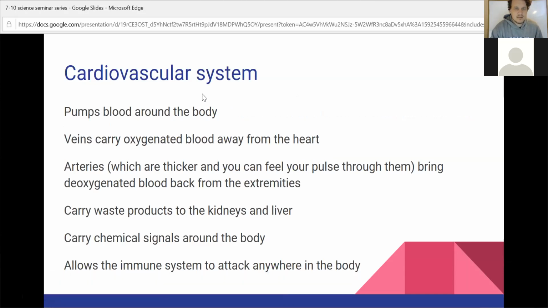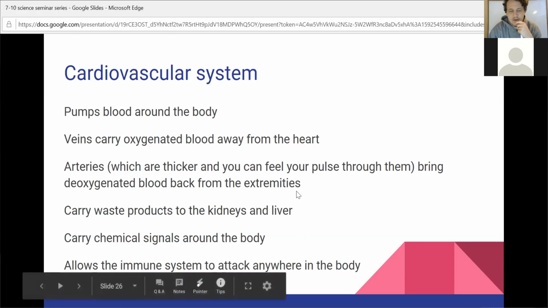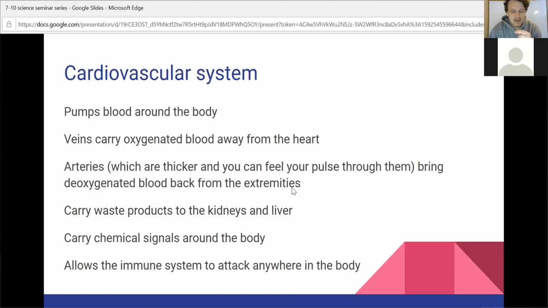Cardiovascular system, the veins carry oxygenated blood away from the heart. Not always, not a hard and fast rule. Arteries bring them back from the extremities. So there's a reason that you can feel your pulse from your arteries. It's because they are under pressure and they're much thicker and bigger. So they carry waste products to the kidneys and the liver. They carry chemical signals around the body, so hormones, and they allow the immune system to mount an attack anywhere in the body.